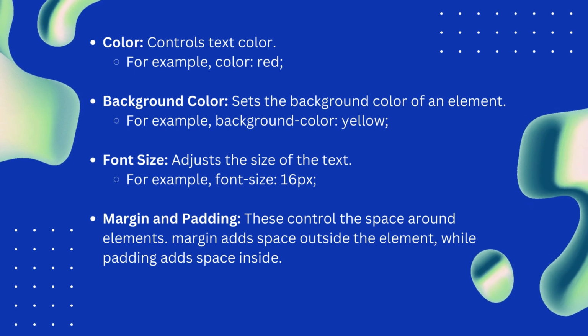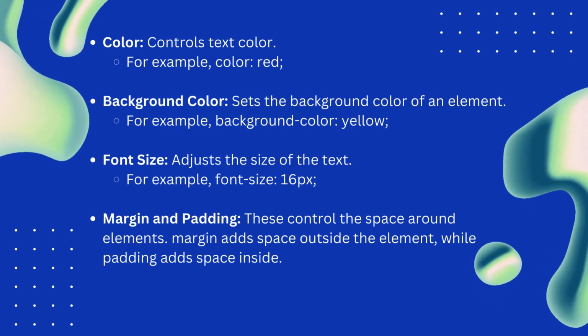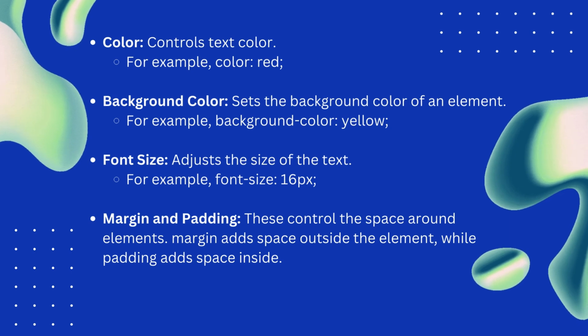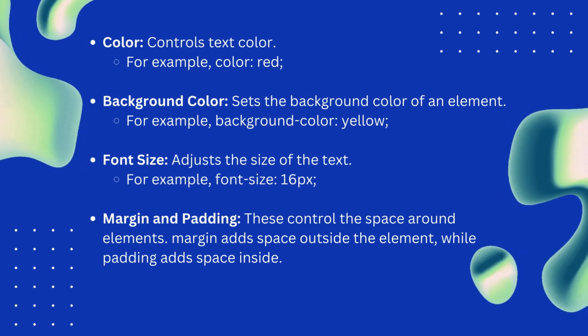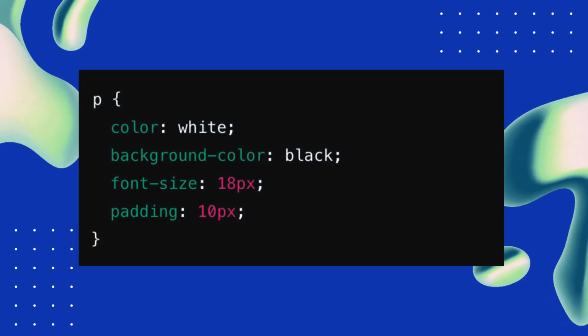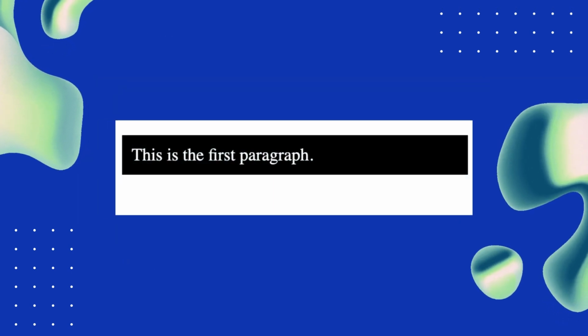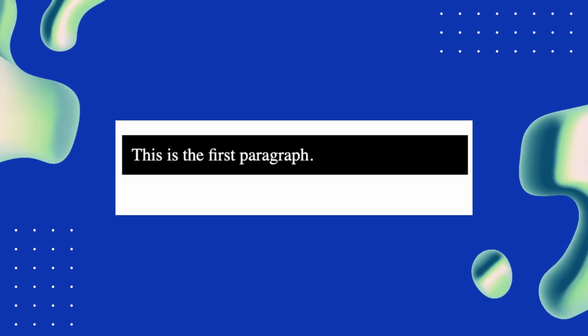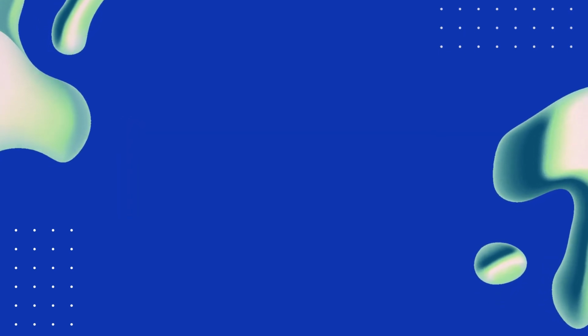Margin and padding. These control the space around elements. Margin adds space outside the element, while padding adds space inside. Here's a quick example combining all these. This will give your paragraph white text, a black background, larger font size, and some space inside the element.